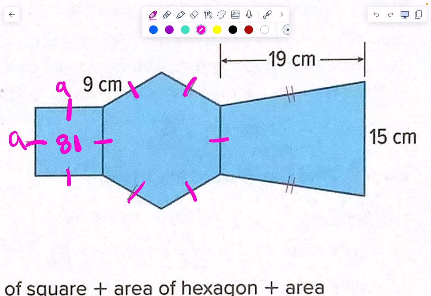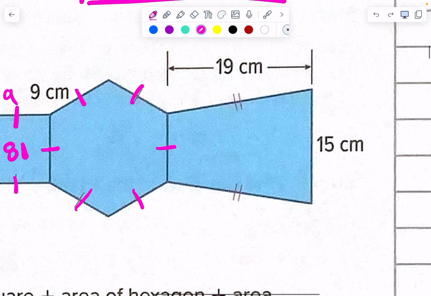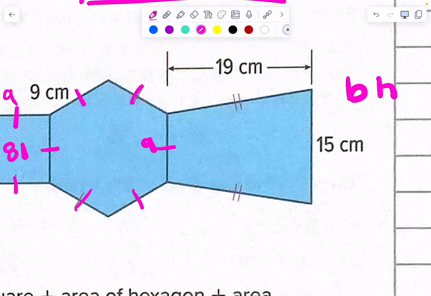Let's talk about this right side shape. What shape is the right side shape? A trapezoid. Its bases are 9 and 15. So we're going to do base times height, right? I have 2 bases, 9 and 15, and so they're fighting with each other, so we take the average, right? 9 plus 15 is 24, half is 12. So the base is 12.